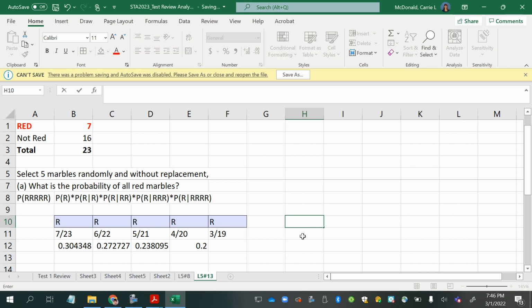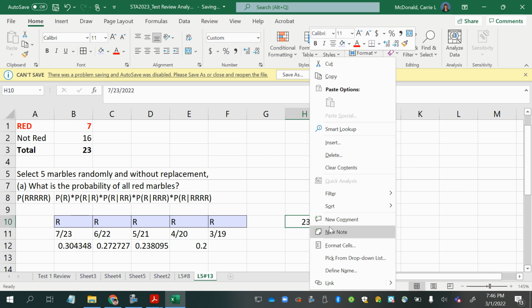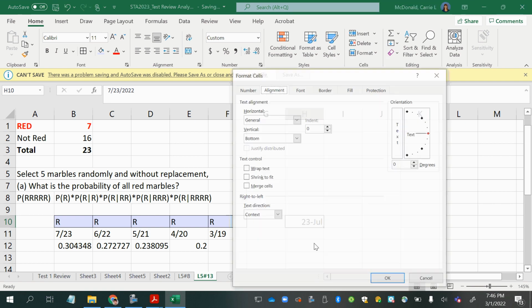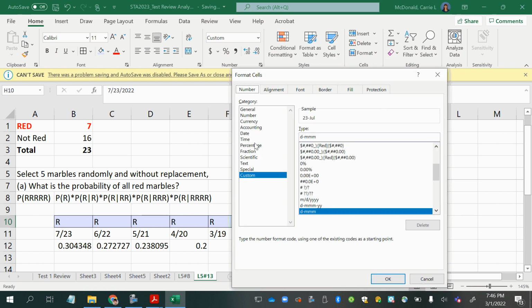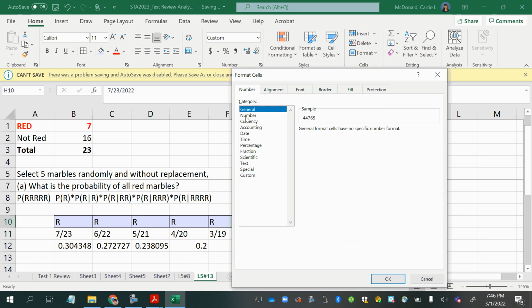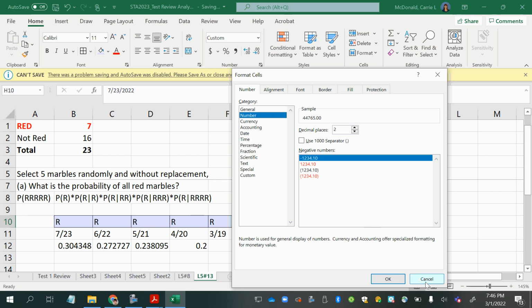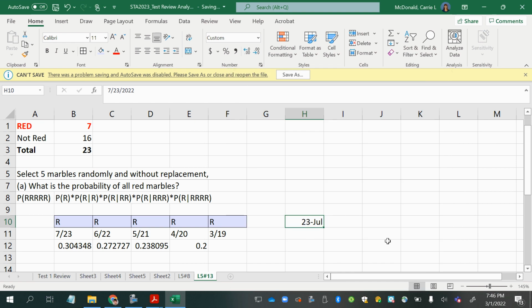And if all else fails and you have a date format that you don't want, you can right click it, choose Format Cells, and then go into the number and just make it general or number, however you want to do it, with as many decimal places as you want. There's plenty of options there, but that would hopefully be a last resort. Usually, if you do that by accident, you can just press undo.